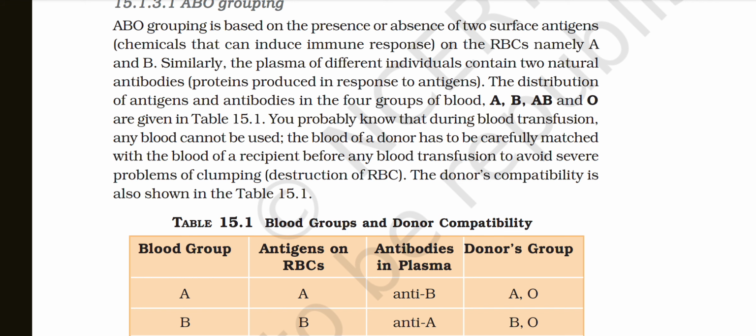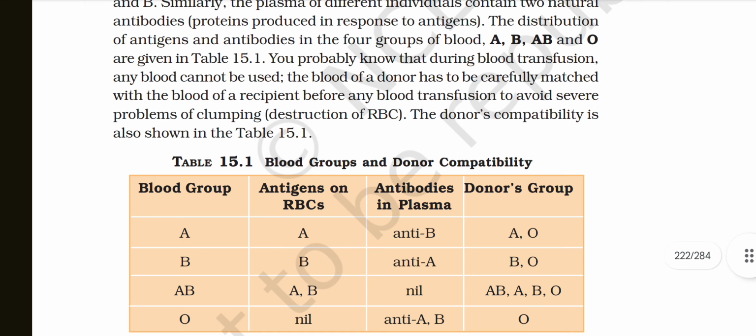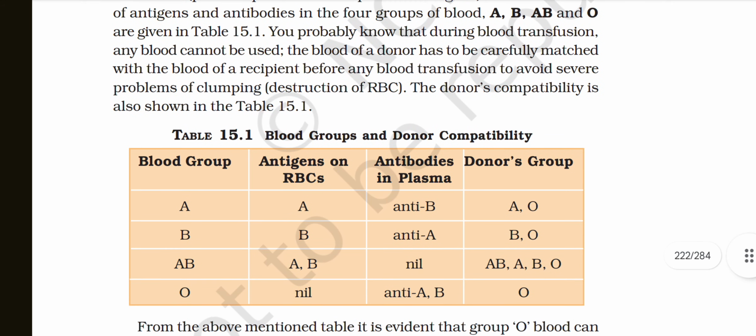You probably know that during a blood transfusion, any blood cannot be used. The blood of a donor has to be carefully matched with the blood of the recipient before any blood transfusion to avoid severe problems of clumping and destruction of the blood. The donor's compatibility is also shown.